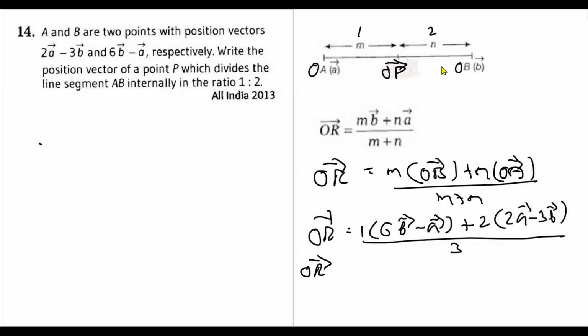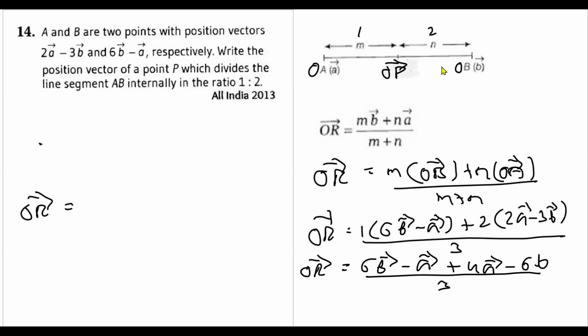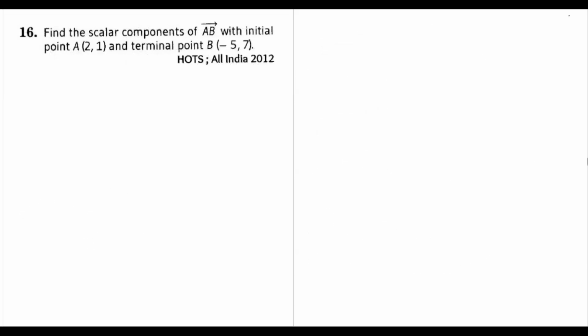So we can simplify it further. Let me show with the proper working. In the next part, we just multiply here. This is 4 times A minus 6 times B, divided by 3. Now, writing the remaining part, the OR vector: 6B minus 6B gets cancelled here, so we get 3A vector divided by 3. So we are simply getting A vector as the answer for this part, 14.